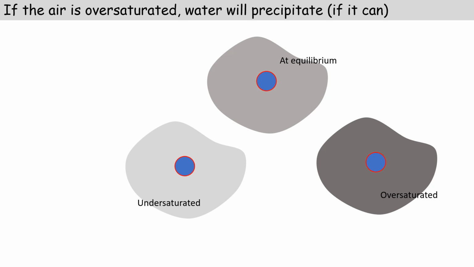If the water vapor pressure or concentration of water vapor in the surrounding air is higher than equilibrium, if it's oversaturated, then in theory, if it can, water will precipitate onto the water droplet, taking water vapor out of the atmosphere and transferring it to the water droplet, which makes the water droplet bigger and the concentration of water vapor in the air smaller until, once again, we reach equilibrium.